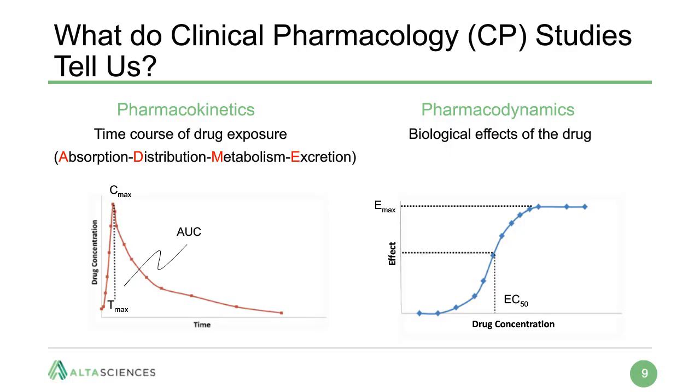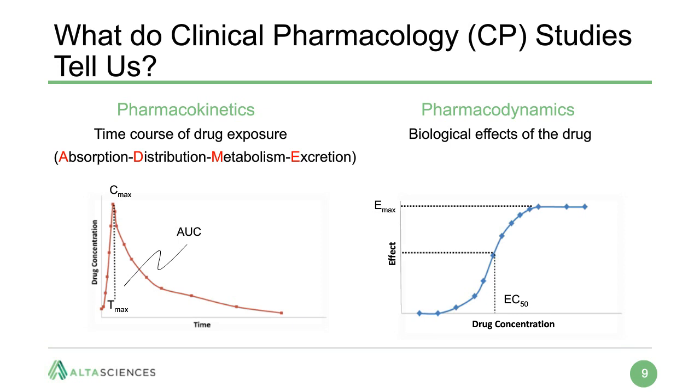So what do clinical pharmacology studies tell us? Well, clin pharm studies broadly address one of 2 objectives. The first being to understand the time course of drug exposure after dosing. This is known as pharmacokinetics and is often described by 4 overlapping processes the body has on the drug: absorption, distribution, metabolism, and excretion.